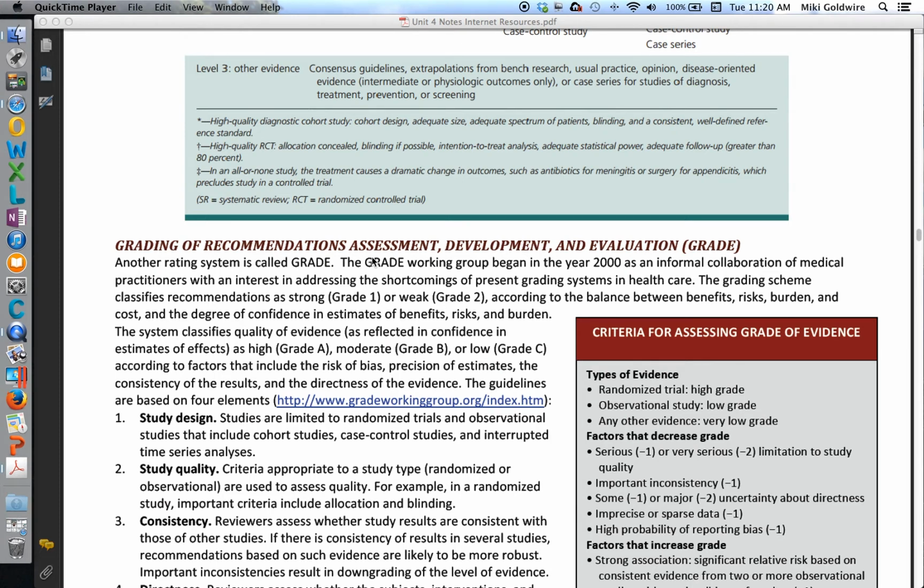The other criteria that you will see used is called GRADE. The GRADE working group began in 2000 as an informal collaboration of medical practitioners with an interest in addressing the shortcomings of present grading systems. The GRADE scheme classifies recommendations as strong or weak, according to the balance of benefits, risk, burden, and cost. The system classifies quality of evidence as high, grade A, moderate, grade B, or low, grade C.